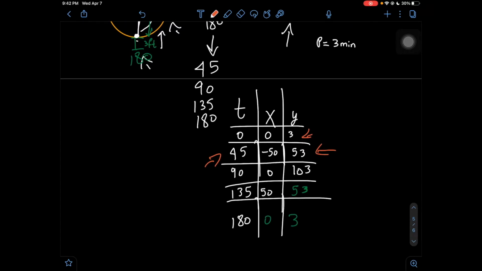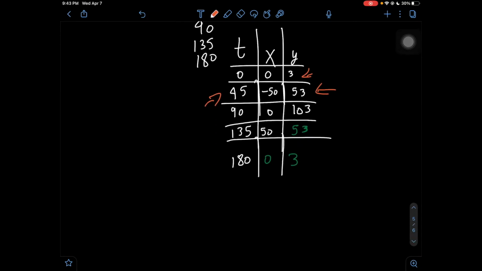You can see that x starts at 0, goes to negative 50, goes back to 0, goes to 50, and then goes to 0. Well, this is pretty similar to a sine function, which starts at the origin, goes to the maximum, and then the origin, and then the minimum. Well, you can see it's reversed. It's going from the origin to the minimum, back to the origin, and then to the maximum, meaning that it's going to be a negative sine.